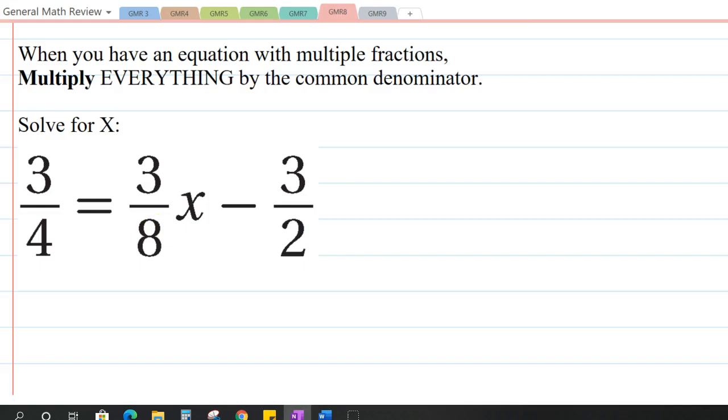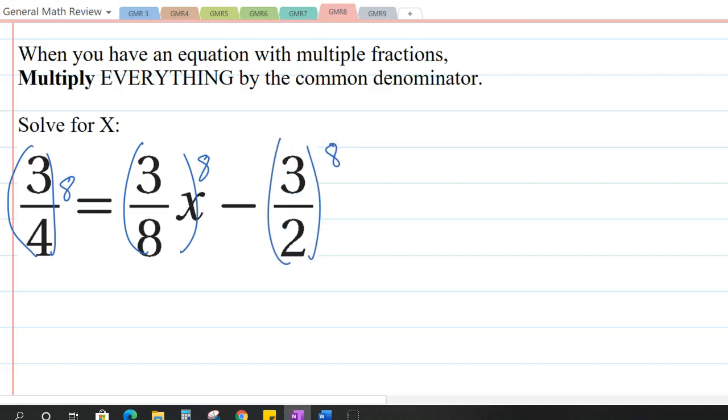What that means is I'm going to multiply everything by my common denominator. 3/4, I'm going to multiply that times 8. 3/8, I'm going to multiply that times 8, and the same thing with the 3/2. Now, going from left to right, remember the 8 is over an invisible 1. Before I multiply, I'm going to cross cancel. What that means is the 4 is going to cancel out and become a 1. 8 is going to cancel out and become a 2.